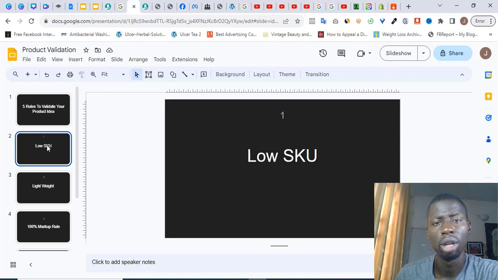But if they have a lot of sizes, you have size 13, size 14, size 15, size 16, let's say up to 20, you know you're in for trouble. So you don't want to go with such kind of product.